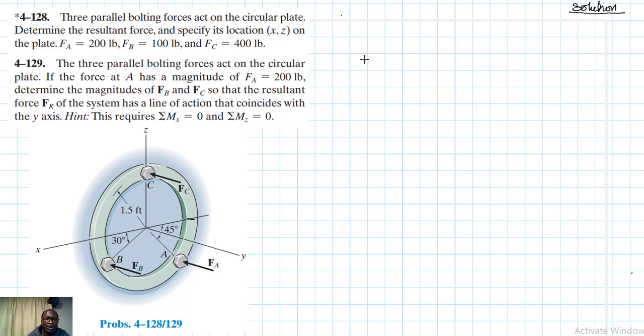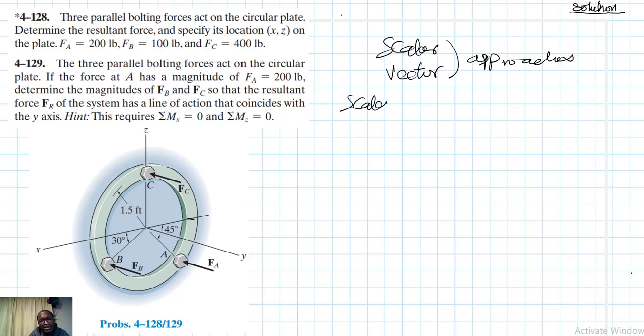Hibbeler. You can solve this particular problem either by using the scalar or the vector approaches, okay? Or you can combine the two approaches together. It's really up to you. So for me, I'm going to combine the two approaches, okay? It is up to you which approach to use. So the scalar itself will look something like this.